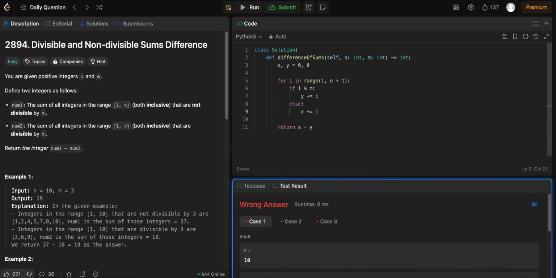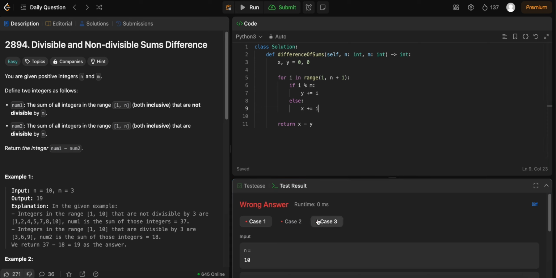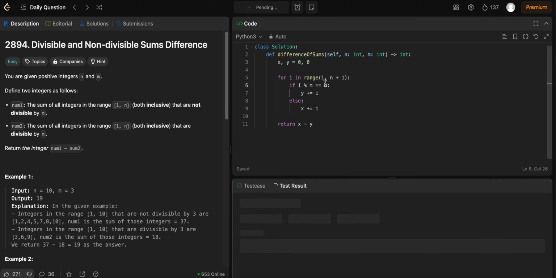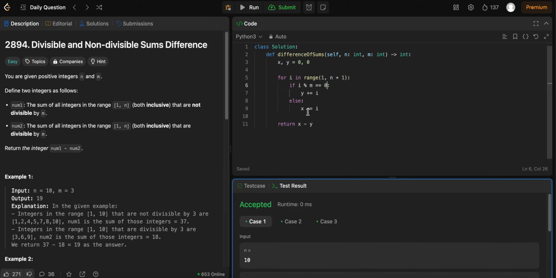Yeah, just very short. Oh, what did I do wrong? Minus 19... is equal to 0. I made that mistake a lot of times. Yep. Now it should work.